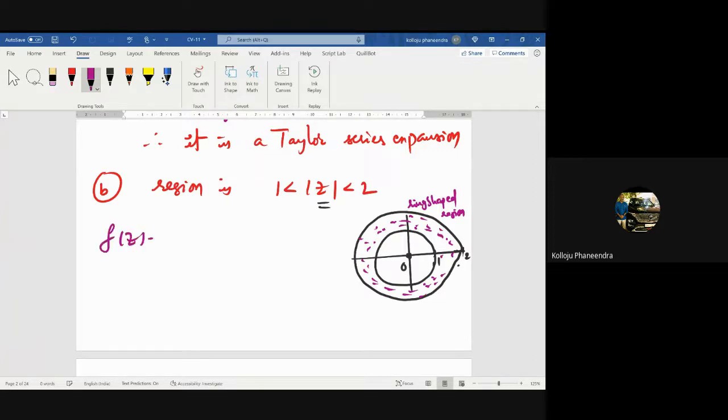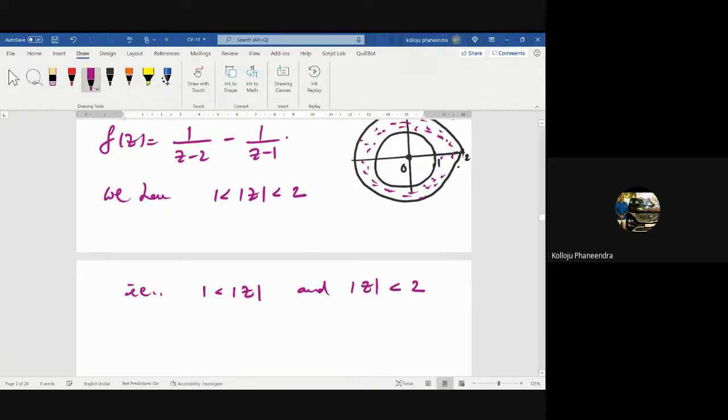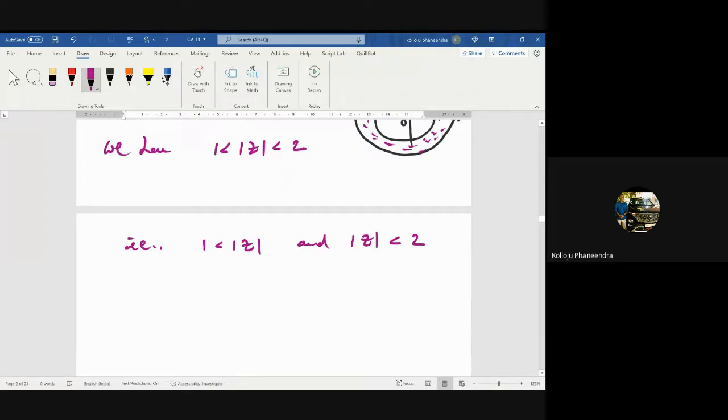Now see, what is f of z? 1 by (z minus 2)(z minus 1). Please understand the concept. We have 1 less than mod z less than 2. This is important. If you are thorough with this, everything will be clear. That is one thing: 1 less than mod z and mod z less than 2. Agreed? Please answer. Yes, sir. Right.